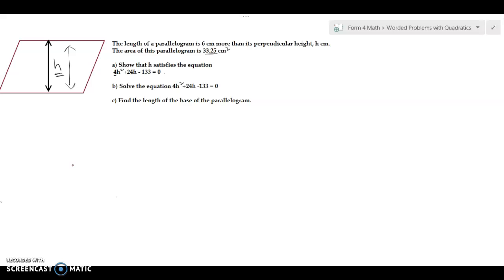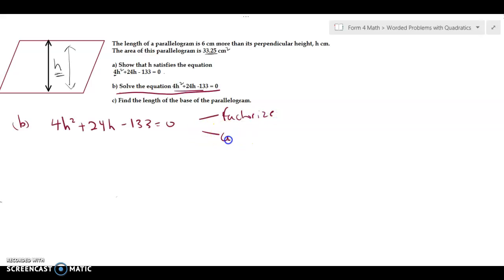Now for us to do part B, it says to solve this equation. Now this is a quadratic. So for me to solve, I'm writing the equation first, and I could do two things. One, I could factorize and solve, and two, I could complete the square. So I prefer to complete the square.